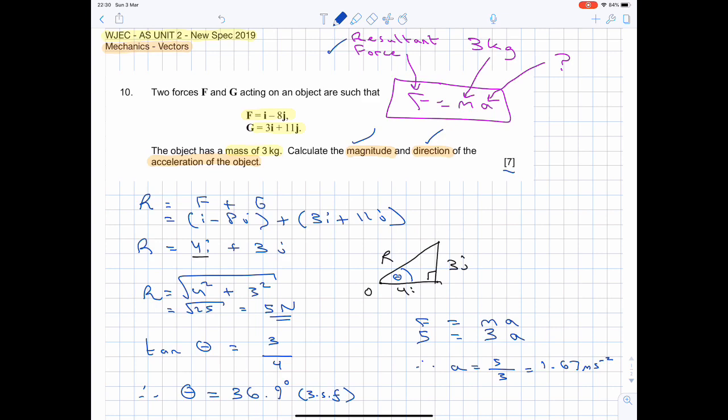So we have found what the question was asking for. So here is the direction of this acceleration of the object, and what I've just worked out now, the magnitude of the acceleration of the object. So that's 7 marks. And that's how you solve a vectors question of this type. Follow these exact same steps, you will never go wrong and get all the marks.